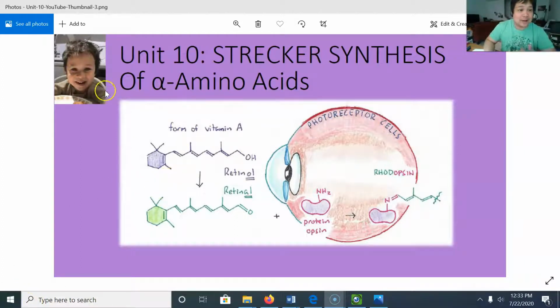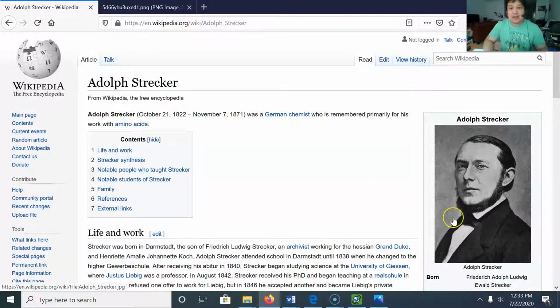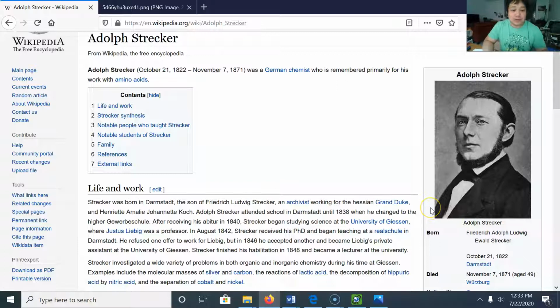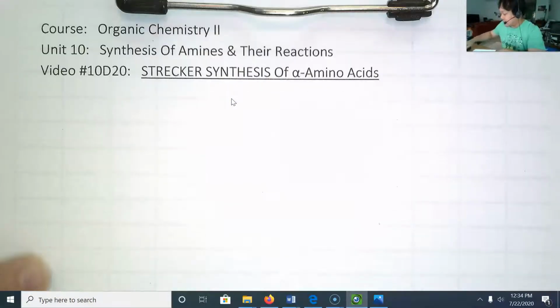Before we move on, that's my nephew, Rami. He lives in Brooklyn. And Strecker is named after Adolf Strecker, another German, who did his work in the mid to late 1800s. So it seemed to be a very productive time in Germany in the 1800s.